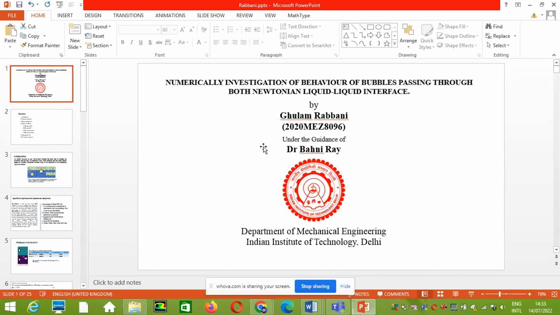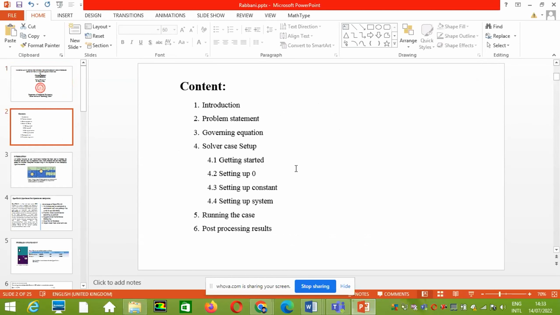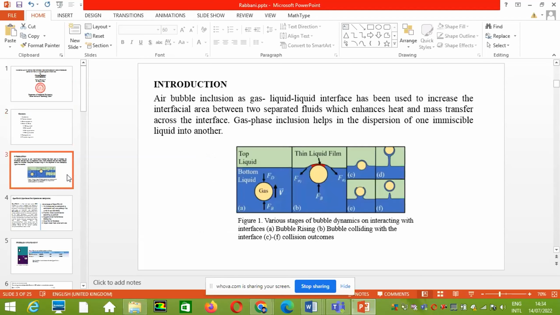So I would like to talk here about bubbles passing through the liquid-liquid interface. Here it is basically a three-phase problem. This is my content, in which I would like to have a small discussion over the introduction, problem statement, and all the governing equations, how I set up my cases, and then how I ran the case, and my post-processing results. So this is the introduction.